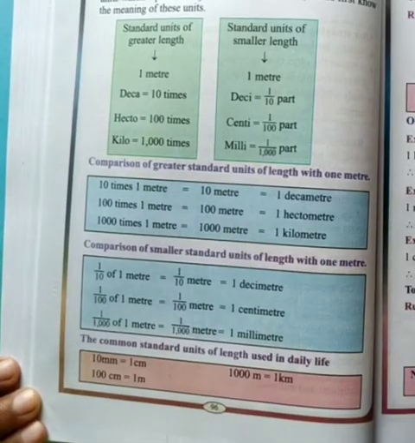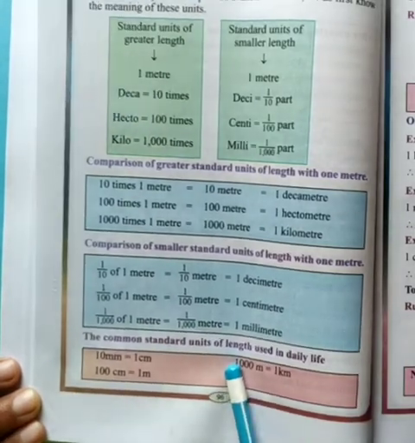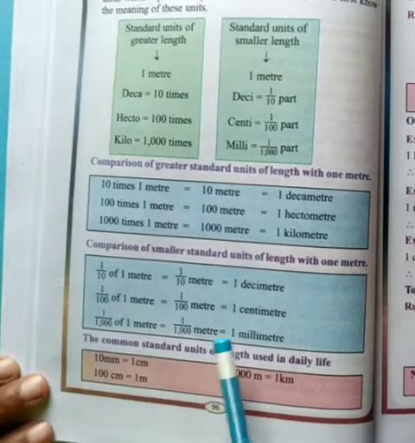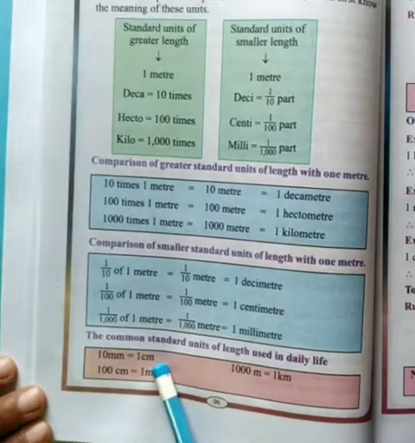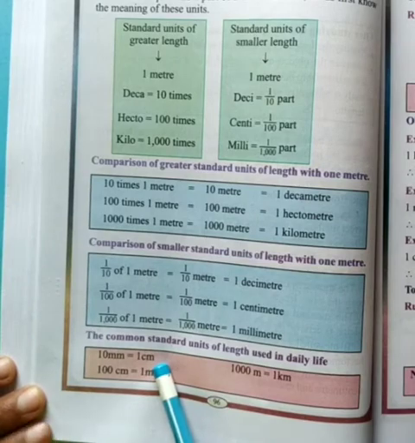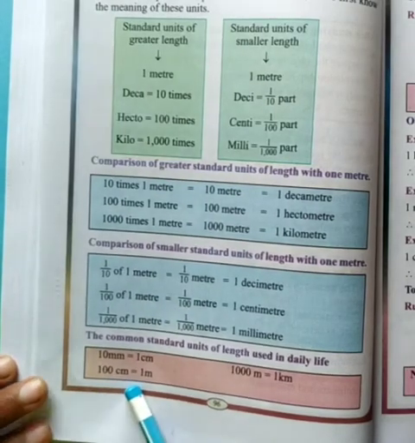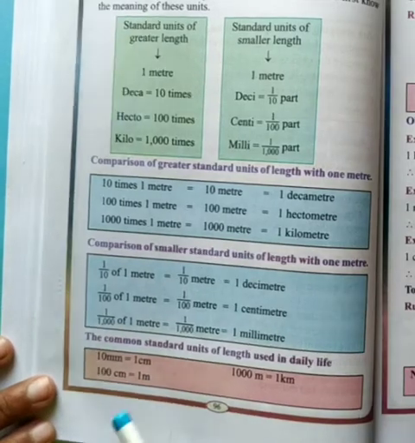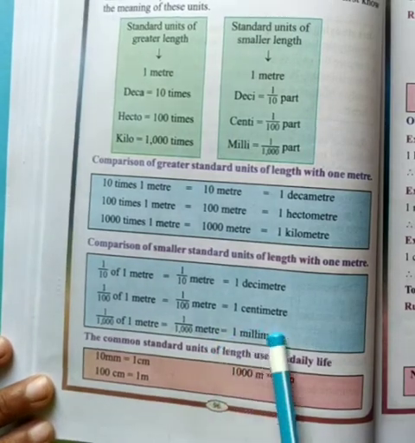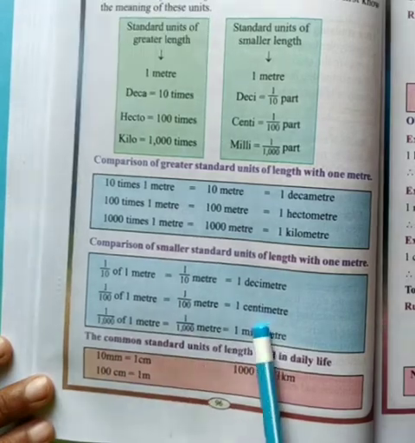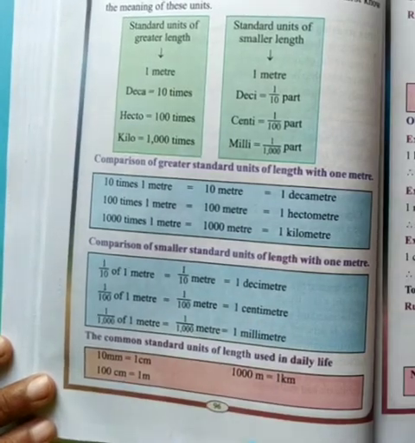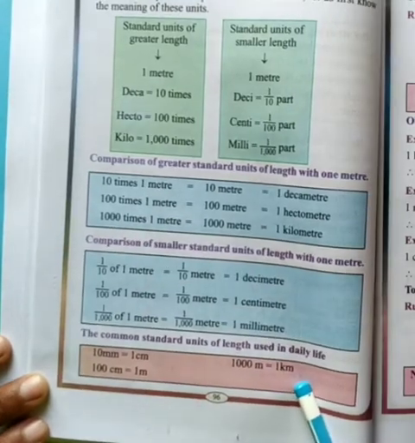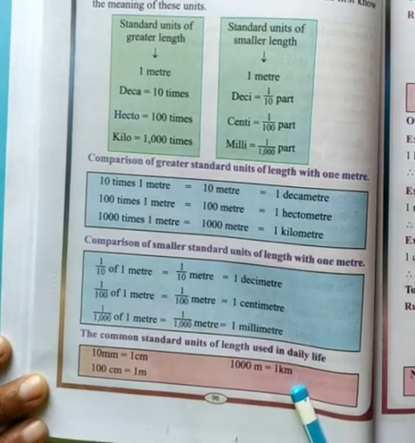Okay, the common standard units of length used in our daily life: 10 mm, that is millimeter, is equal to 1 centimeter. Then 100 centimeter is equal to 1 meter. Next, 1 meter we call 100 centimeter. 100 centimeter is equal to 1 meter. 1000 meter is equal to 1 kilometer. Have you got it, children?